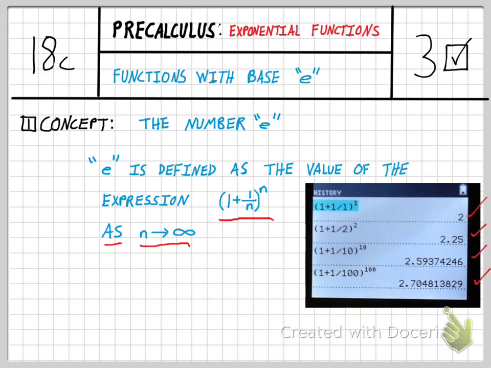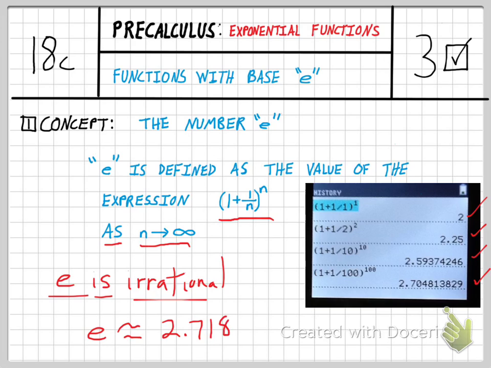But what turns out to be true is that e is an irrational number. Remember that that means a number that never repeats and also never ends, just like pi. And the approximation is about 2.718. That's a good number to remember, just like pi is about 3.14. But ultimately, when you see the letter e in a math problem, it really represents a number, and so you should think of it like the number 2 or the number 5.